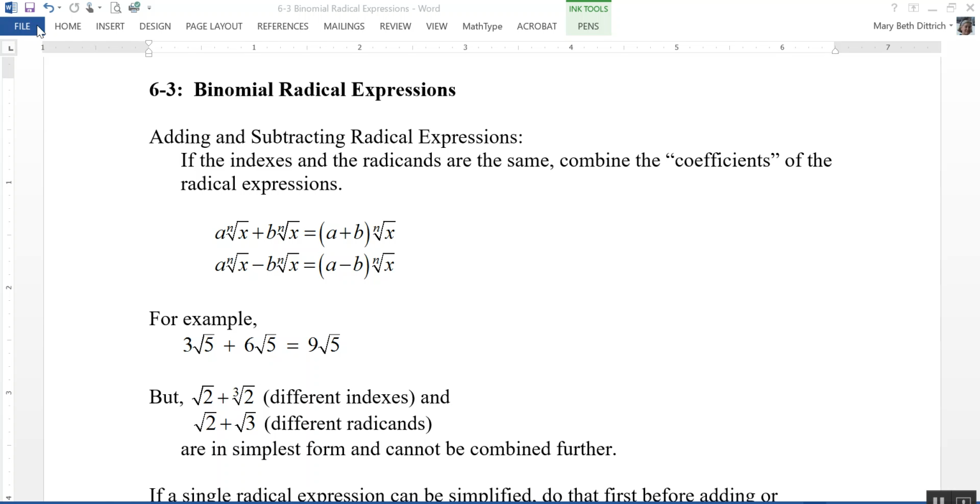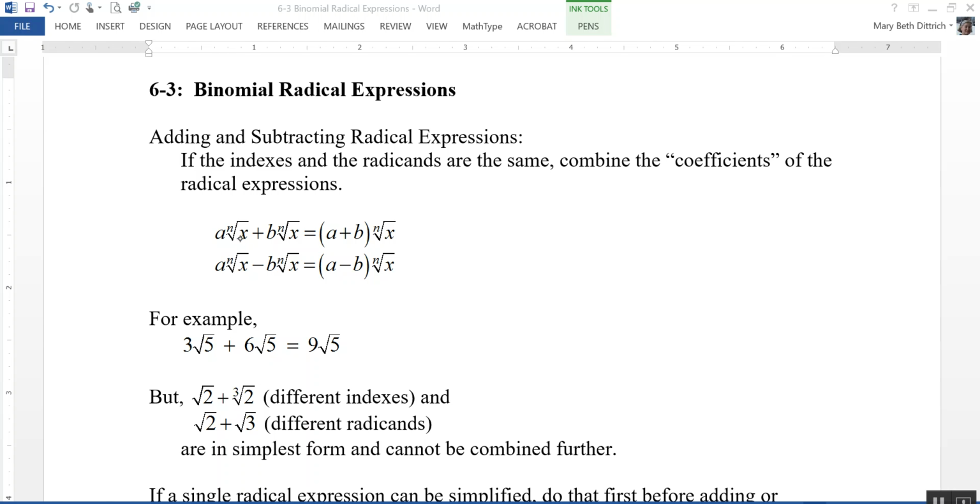Section 6.3 is on binomial radical expressions. So if we are adding and subtracting radical expressions, the indices and the radicands have to be the same. And to add or subtract those, we're going to combine what looks like the coefficient in front of the radical expression. Here's an example.